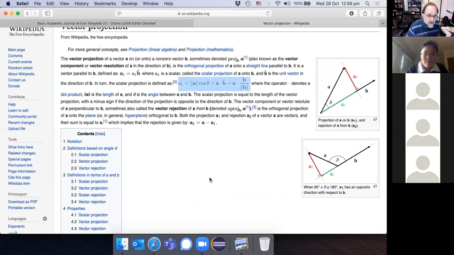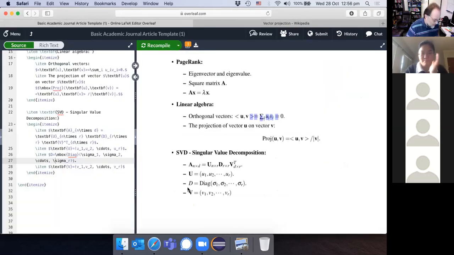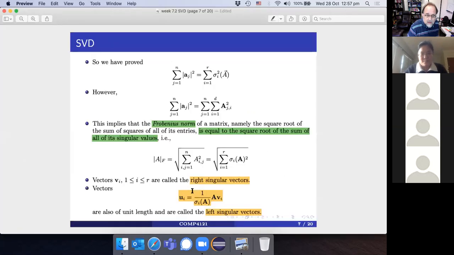Because if we move back here, we see after the SVD decomposition, U is on the left and V transpose is on the right. So we call the columns in matrix U the left singular vectors, and the vectors in matrix V the right singular vectors.